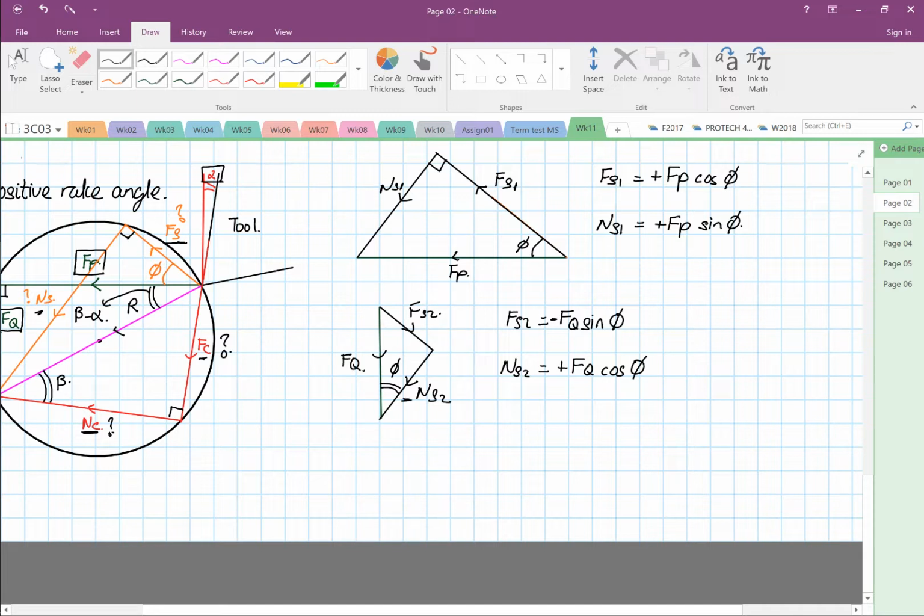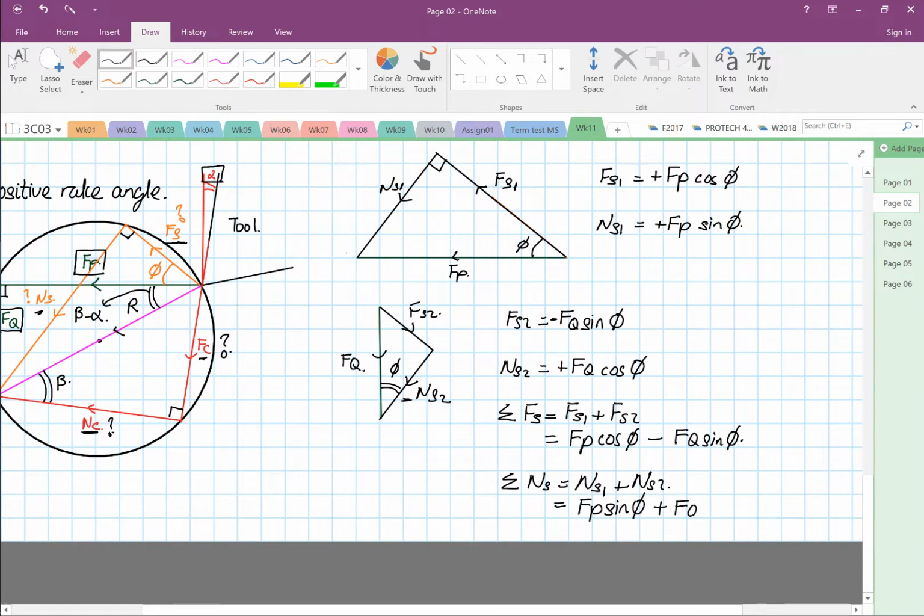So from here, again, we can come up with a relationship where Fs is equal to Fs1 plus Fs2. So Fs is equal to Fp cos phi minus Fq sine phi. And likewise, you can do the summation of Ns. So this will be equal to Ns1 plus Ns2. So you have a relationship where Ns equals Fp sine phi plus Fq cos phi.